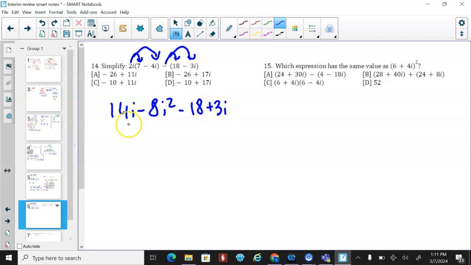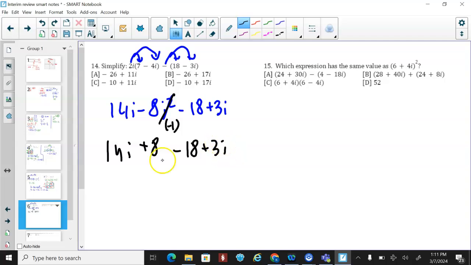I'm going to combine like terms. But first, we have to exchange this i squared with negative 1, which is going to change it to positive 8, okay? Plus 14i minus 18 plus 3i. So the constants are going to combine to negative 10, and this is going to combine to positive 17i. So that's going to be answer D, okay?